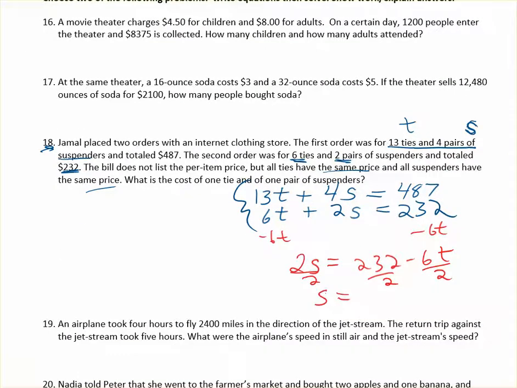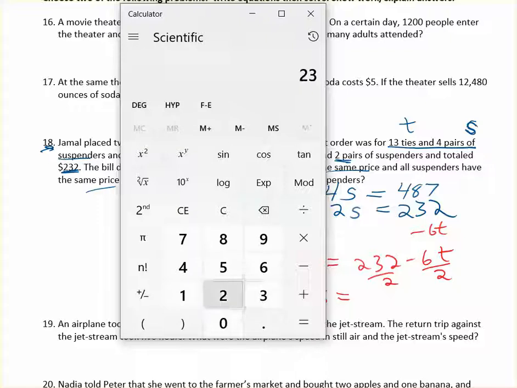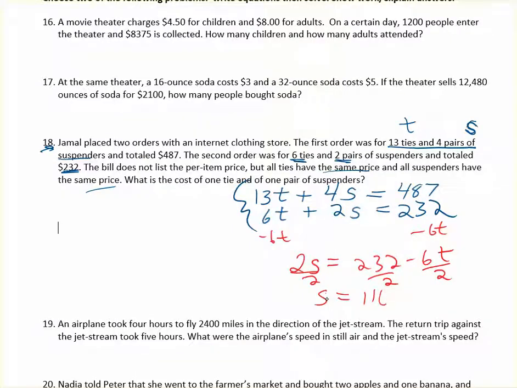232 divided by 2 is 116, minus 6 divided by 2 is 3. So this is what s is equal to, 116 minus 3t. So when you go to solve the other equation, wherever you see an S, you will put 116 minus 3t.